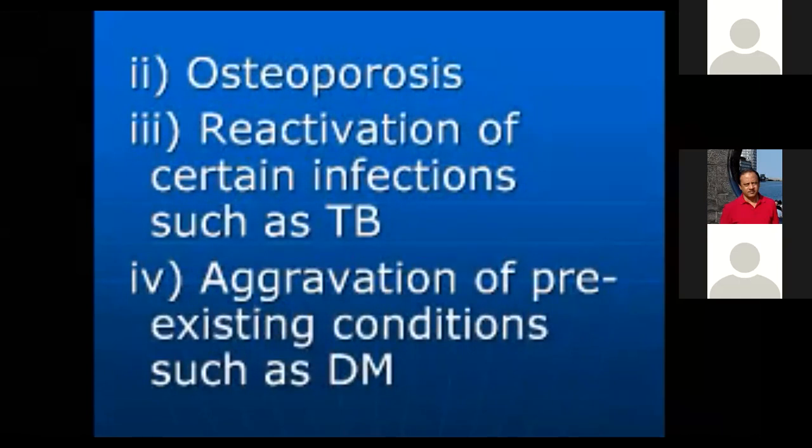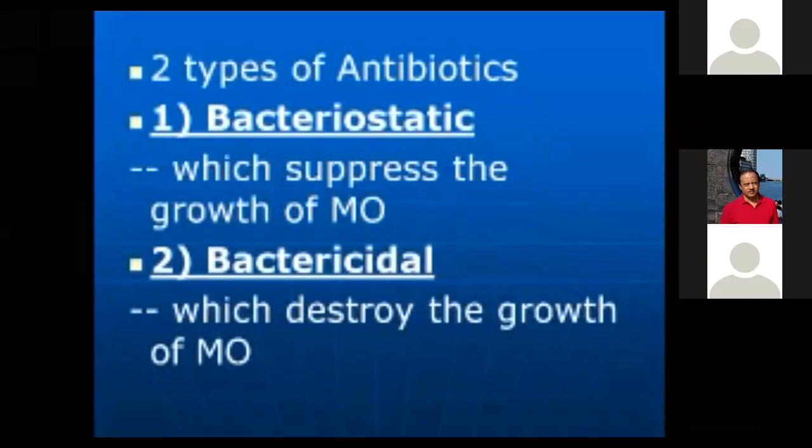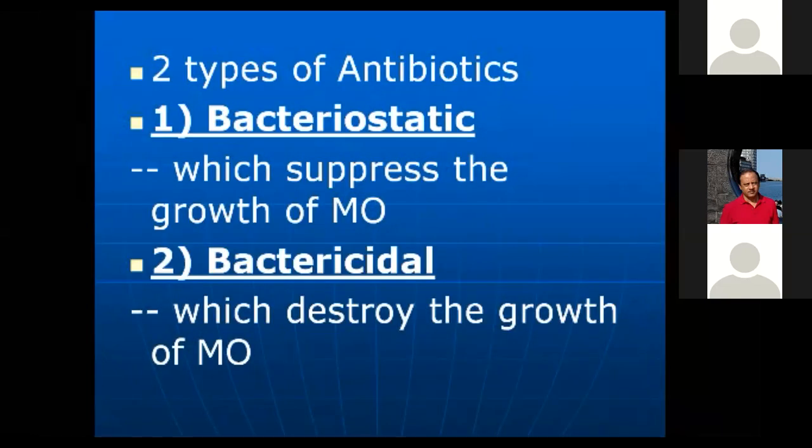Next category of drugs which are used in eye are antibiotics. There are two types of antibiotics which are used in different eye conditions. And these are divided into two groups, bacteriostatic and bactericidal. Bacteriostatic means these drugs suppress the growth of microorganisms. And bactericidal means the drugs which destroy the growth of microorganisms.